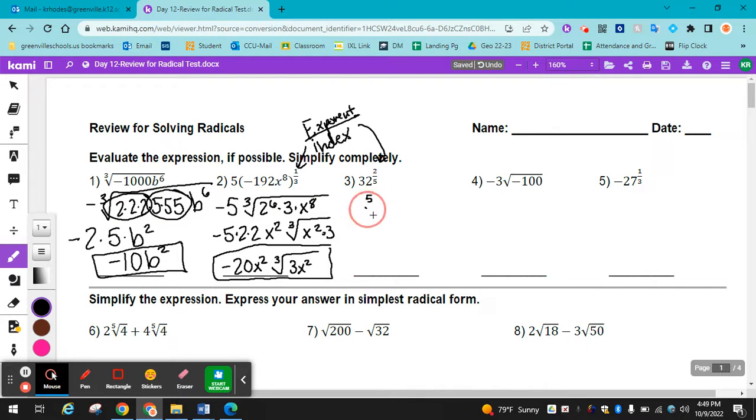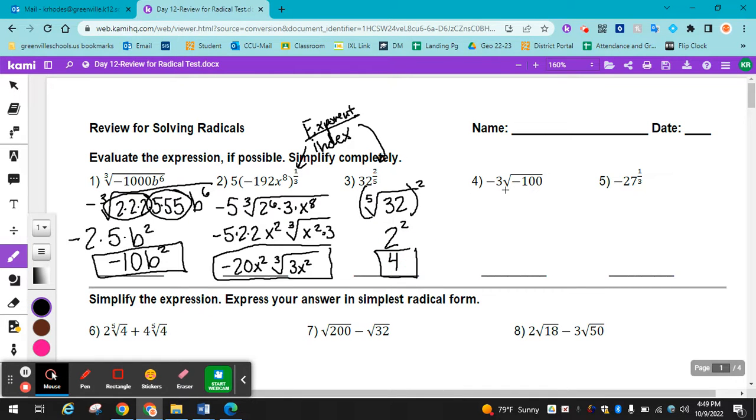Again, over here, the top is your exponent, the bottom is your index. So this is the 5th root of 32, and you can put the 2 here and square it. I personally don't like that. I like to find the 5th root of 32 first and square it afterwards. I do know the 5th root of 32 because it's 5 2s. So 2 times 2 times 2 times 2 times 2 is 32. So the 5th root of 32 is 2, and then I have to square that to get 4.